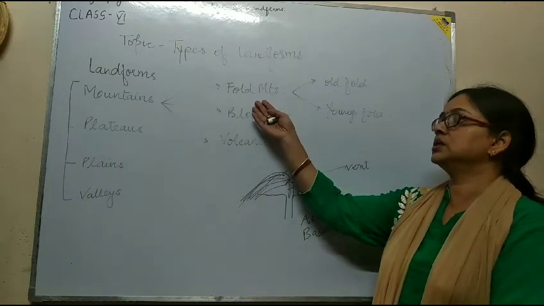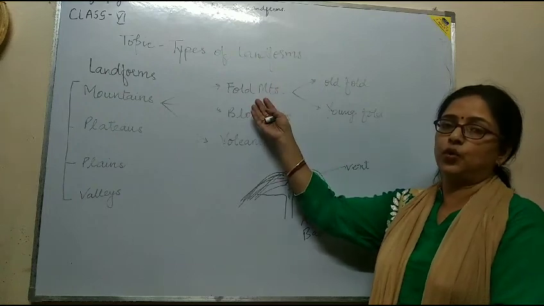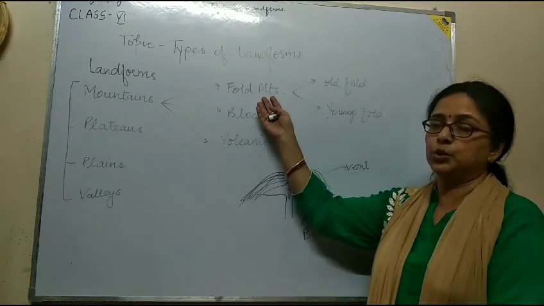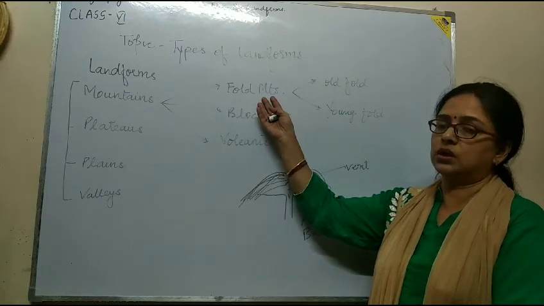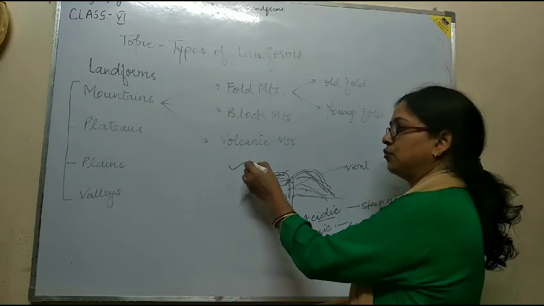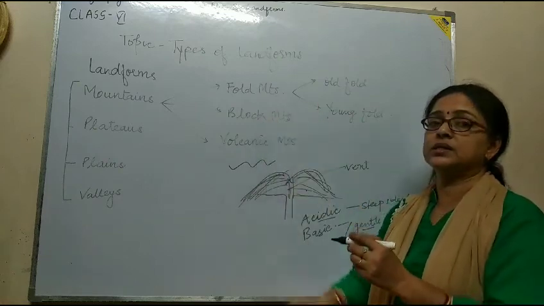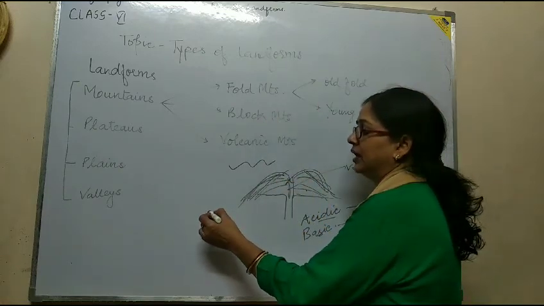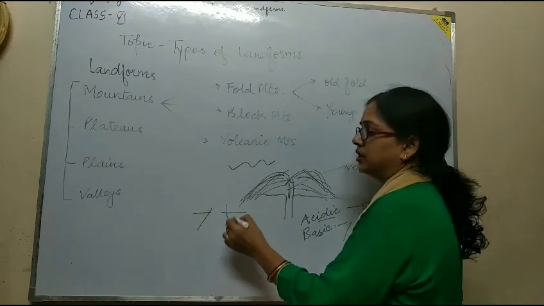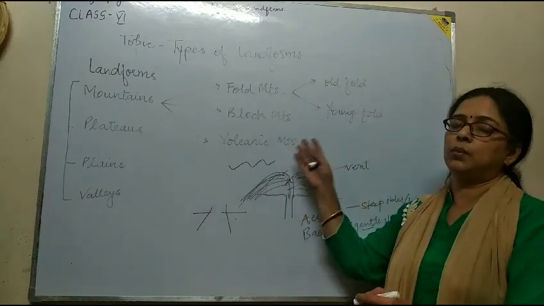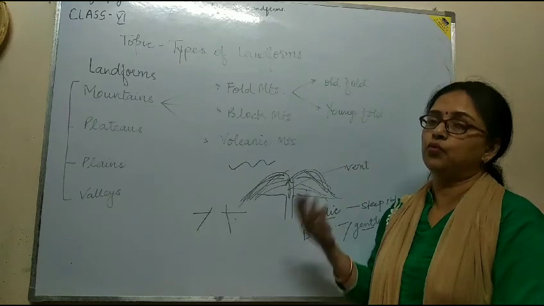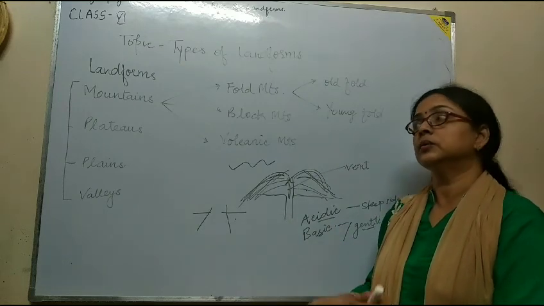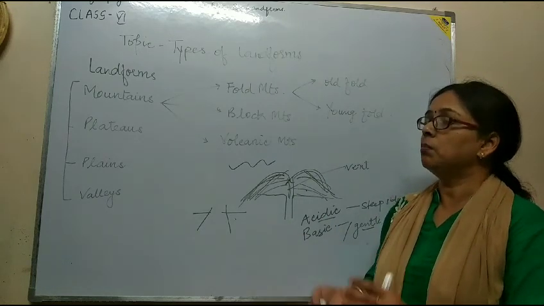The fold mountains are the result of folding, because due to the compression on the earth's crust, on the rock strata, the folds are formed. Block mountains are the result of cracks on the rock strata, and volcanic mountains are formed due to the eruption of volcano. This is all about the mountains.